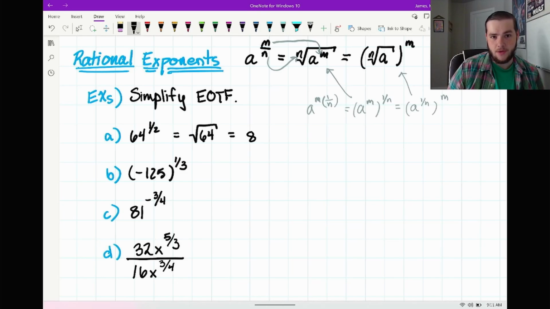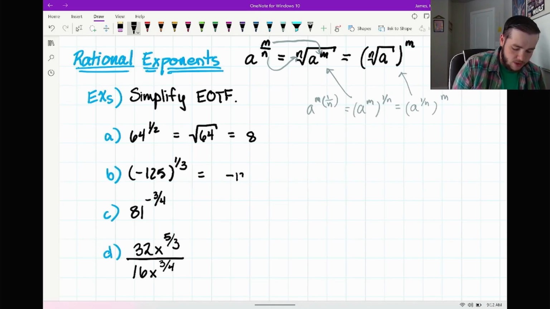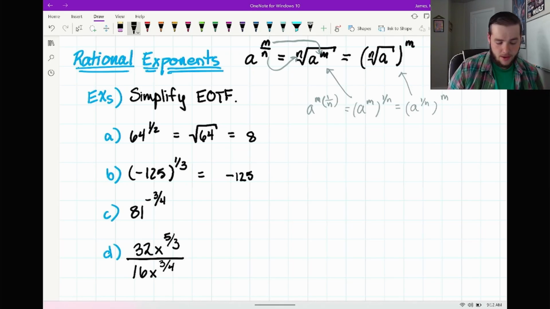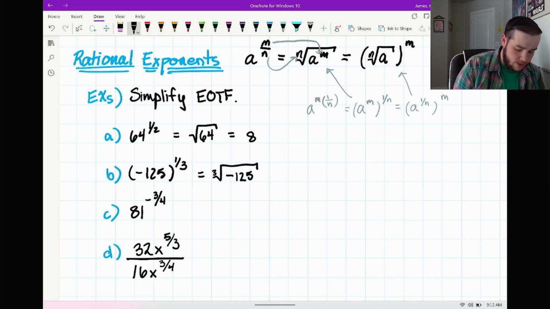Let's try the next one together also. Here, the power, or the numerator 1, becomes the new power, so I've got negative 125 to the 1 power, and the denominator 3 becomes the index on the root, so I get the cubed root of negative 125. Now, this is also a perfect cube. It's negative 5.